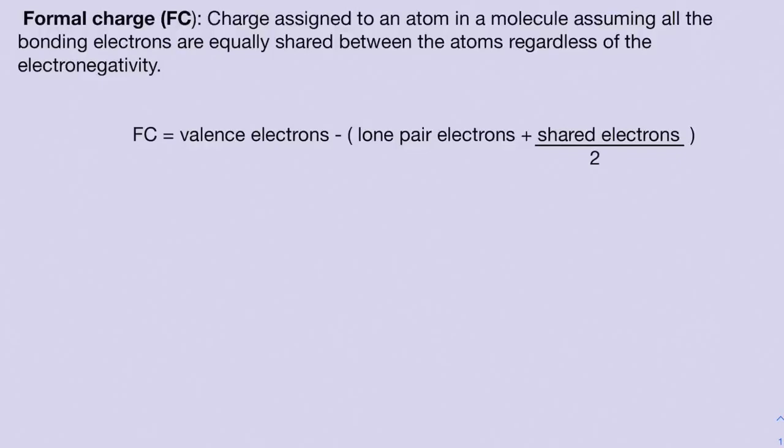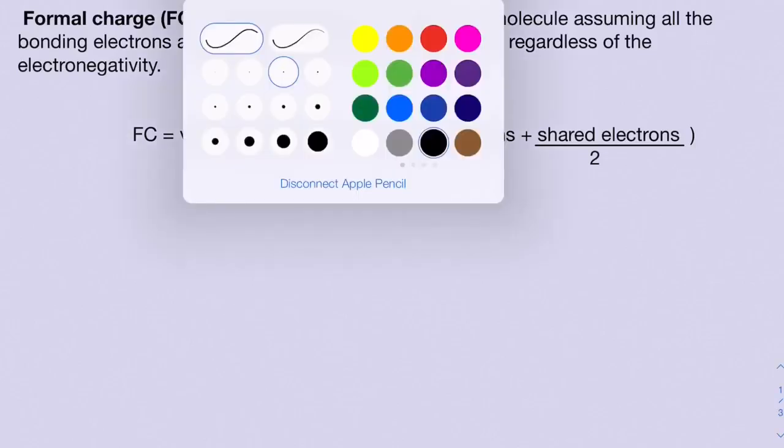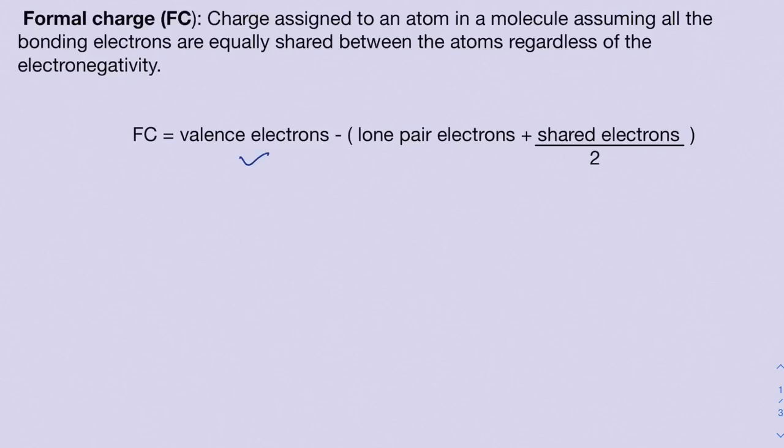Formal charge is the charge assigned to an atom in the molecule, assuming all the bonding electrons are equally shared, even if there is an electronegativity difference between the atoms that are actually bonded. So there is a formula that calculates the formal charge. The formal charge is the valence electrons minus the lone pair of electrons.